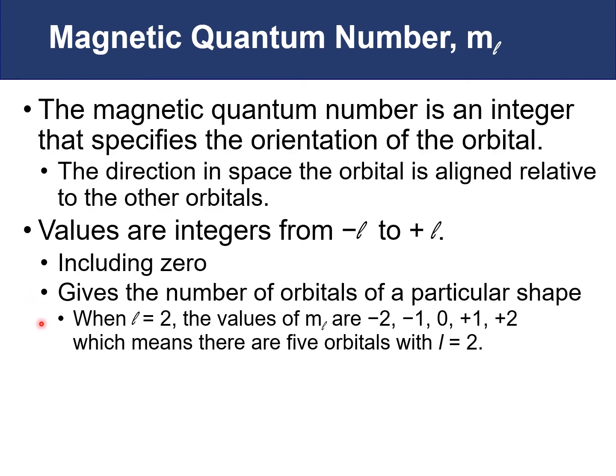So let's say you have your angular quantum number, L, equal to 2. The value of m sub L could be negative 2, negative 1, 0, plus 1, or plus 2. This tells us that there are 5 different orbitals for L equal 2, and L equal 2 again would be our d-type orbitals.